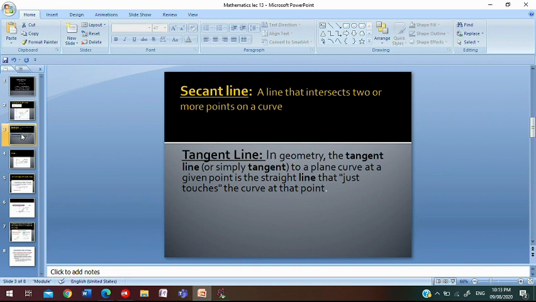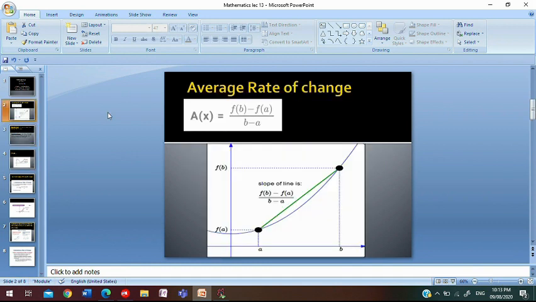So I would like to give you a simple concept about these two lines, and I want to show you the difference between these two lines. A secant line is a line that intersects two or more points on a curve. Look here, I am saying this line is a secant line, and it is the difference between two points. Here we are using the concept of difference between two points.